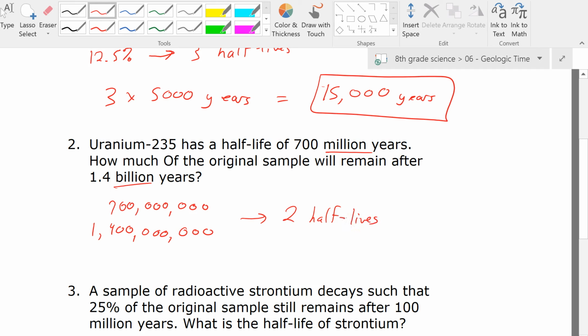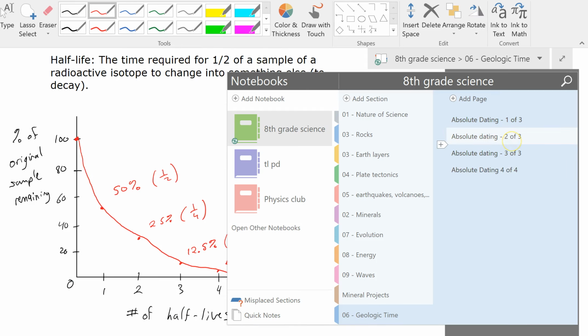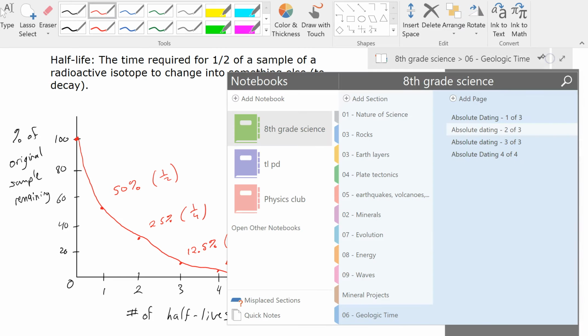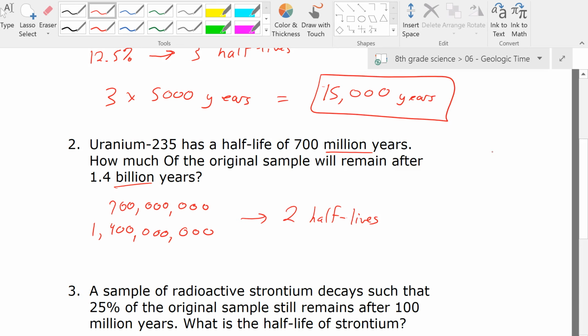Okay, but the question wasn't how many half-lives, the question was how much of the original sample will remain. So we go back to that little chart. After 2 half-lives, we are right here at 25%. Or 1/4 if you prefer.